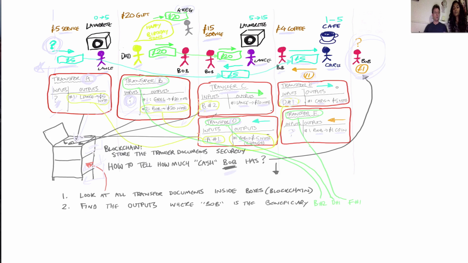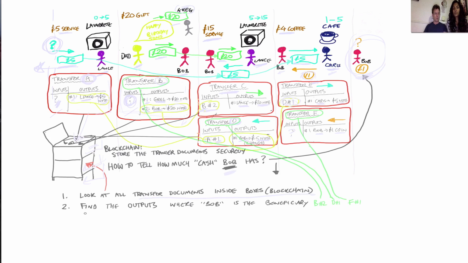But how do we know, just from looking at these transactions that we have in the box, how much cash any of these guys are holding? Let's take Bob as a simple example. We want to know how much cash Bob has. We look at all the transfer documents inside the boxes, and that's our blockchain.